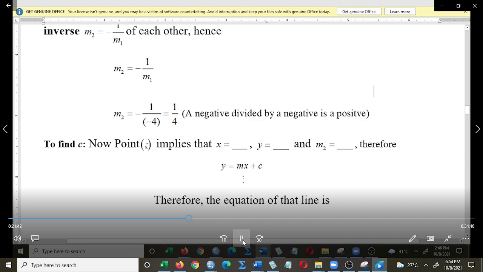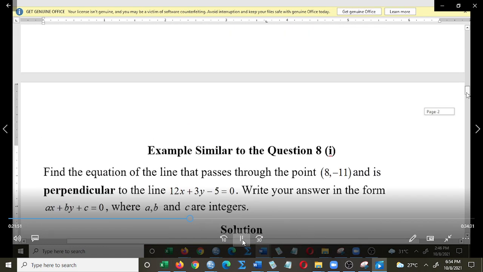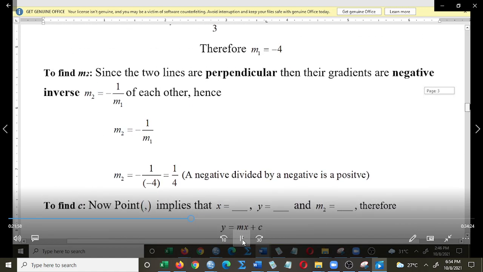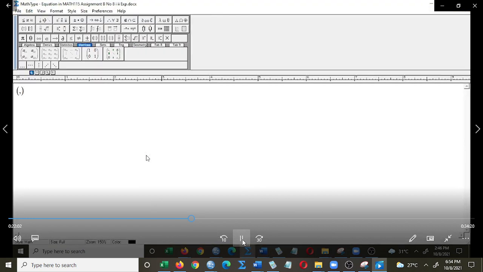We need a point, starting with P. They must give us a point. Where is it? 8, negative 11. We need a point: 8, negative 11.